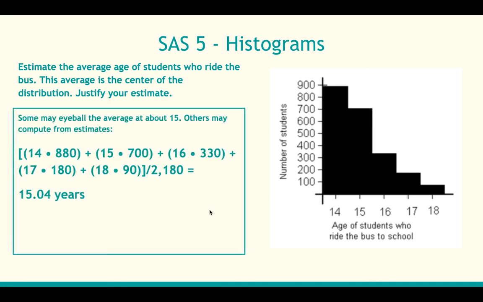So there are 14 times 880. I thought it was 900. 15 times 700. 16 times 330. I guess that's a little above 300. 17 times 180 and 18 times 90. And we're going to divide that by a total of 2180. So the average age is 15.04 years. So the average ridership is 15 years old.